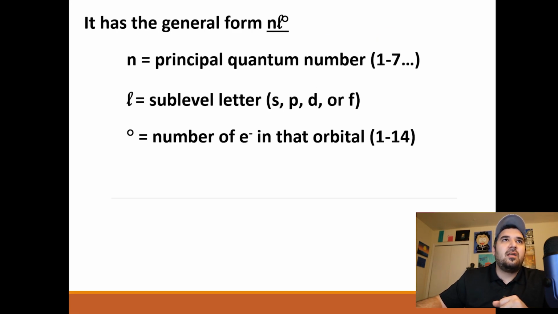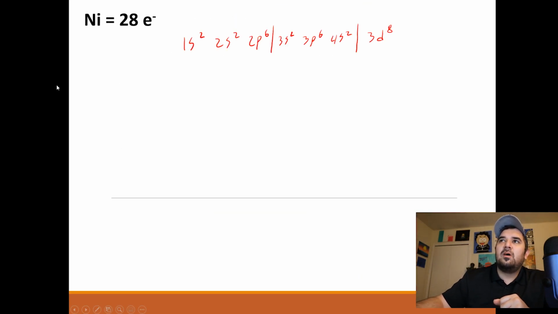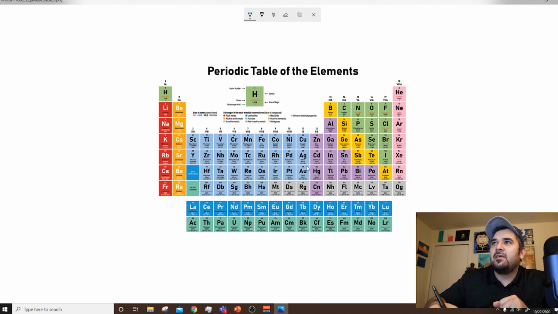And let me show you another cool thing about the periodic table. So 1s2, 2s2, 2p6, 3s2, 3p6, 4s2, and then 3d10. 3d10 is the one that matters the most. That's telling us exactly where the element is on the periodic table. Let's look at the periodic table. So 3d10 is going to be right here.